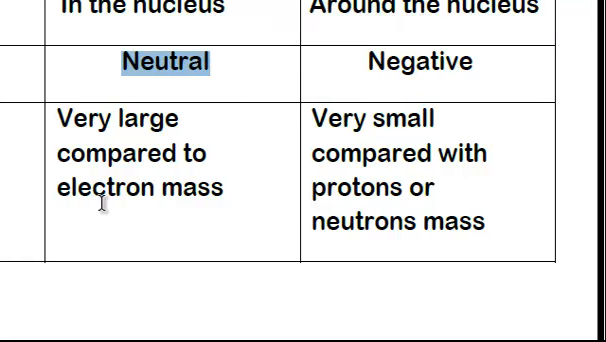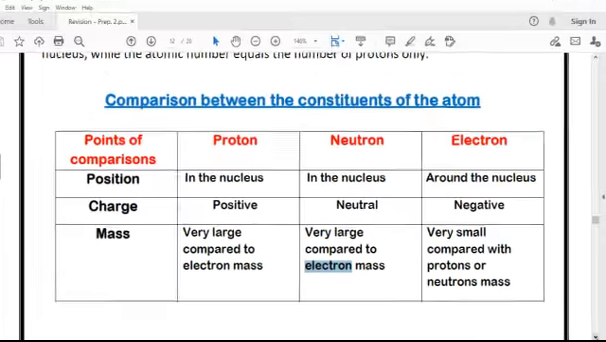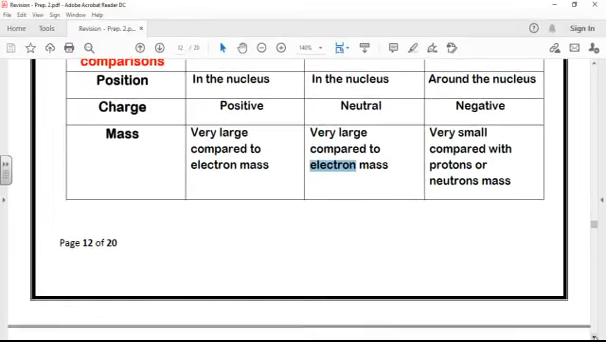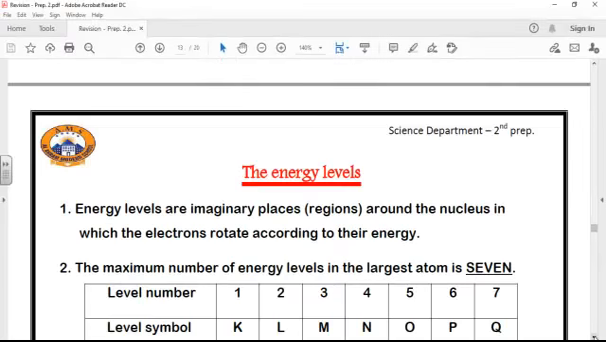The mass here, no need for it, but it's okay. The mass of a proton is very large if you compare it with an electron. The neutron is also very large compared with an electron. The mass of a proton and a neutron are nearly the same, but the mass of an electron is very small compared with a proton or neutron, as it moves around the nucleus. So it's very light, so it can move quickly around the nucleus.